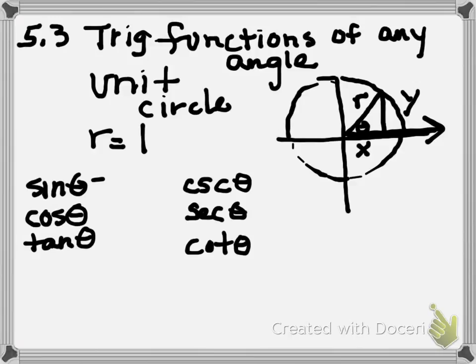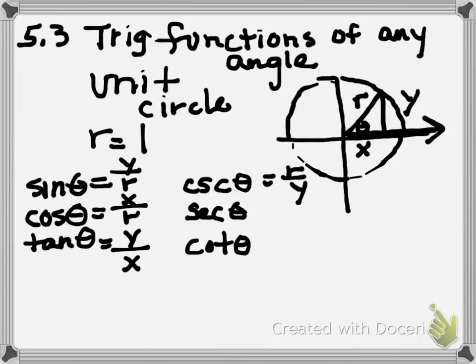So we have the sine of theta is equal to y over r, the opposite over the hypotenuse. Cosine is adjacent over hypotenuse, or x over r. And tangent is opposite over adjacent, or y over x. Then the reciprocal functions: cosecant is r over y, secant is r over x, and cotangent is x over y.